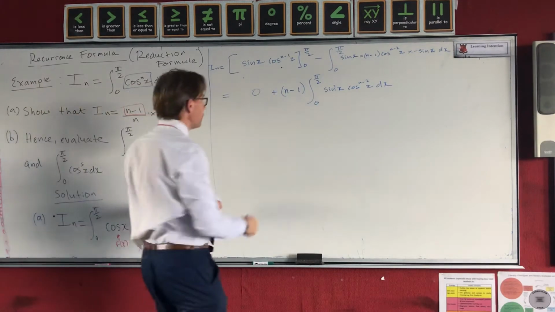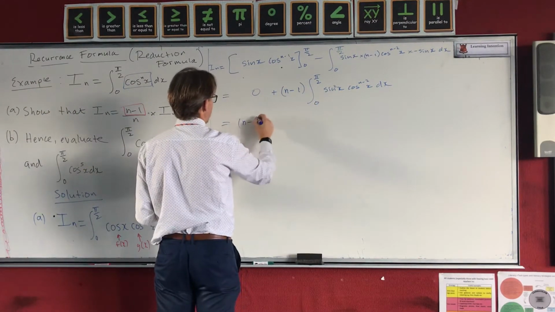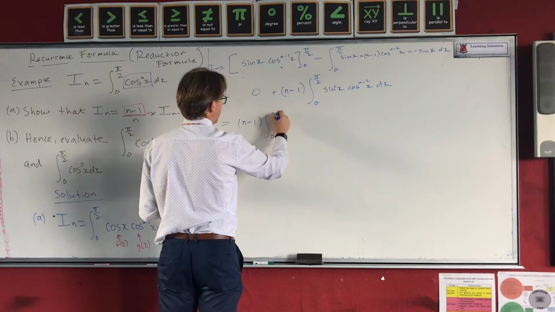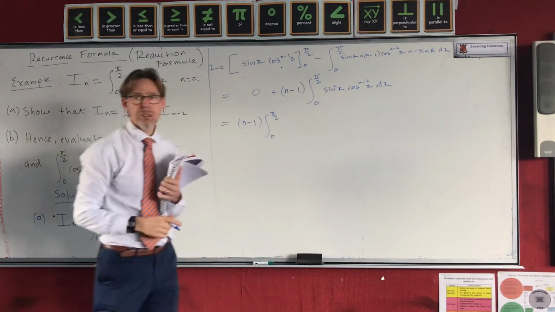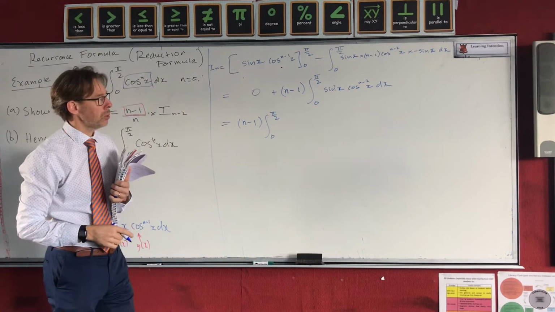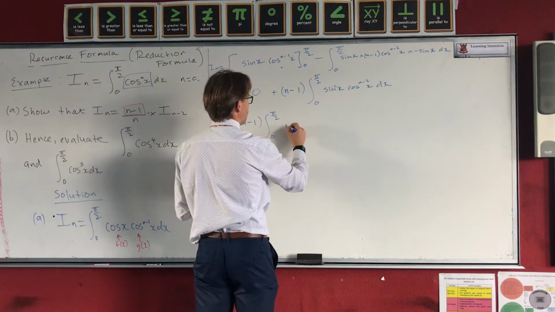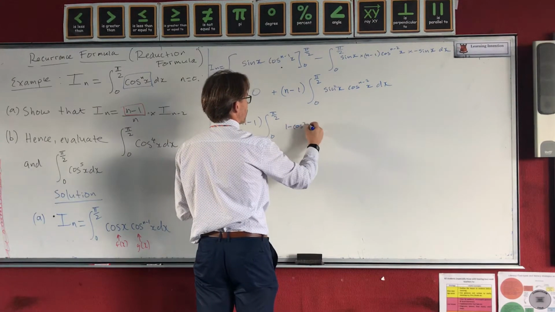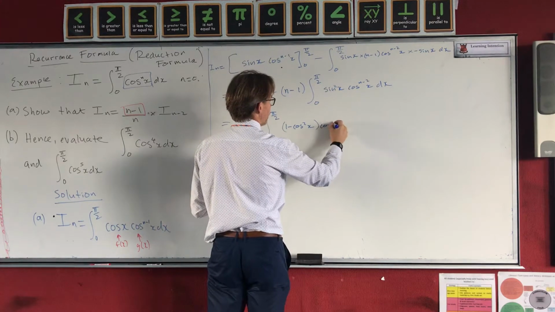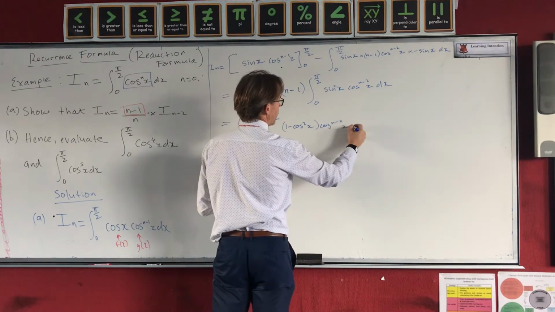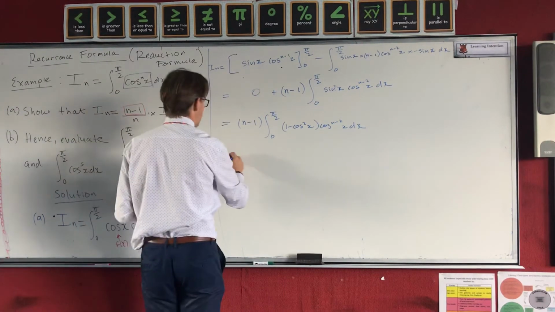Now, what are we going to do next? Well, we've got n minus 1 there, integral from 0 to pi on 2. Now, we can combine the sine squared with the cos term by changing sine squared to 1 minus cos squared. So you're going to get 1 minus cos squared x, and then cosine n minus 2 x dx. Okay, so let's work that through.